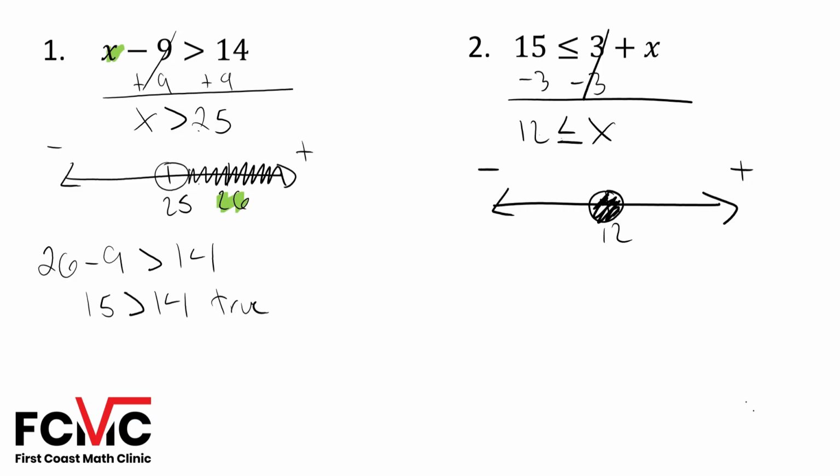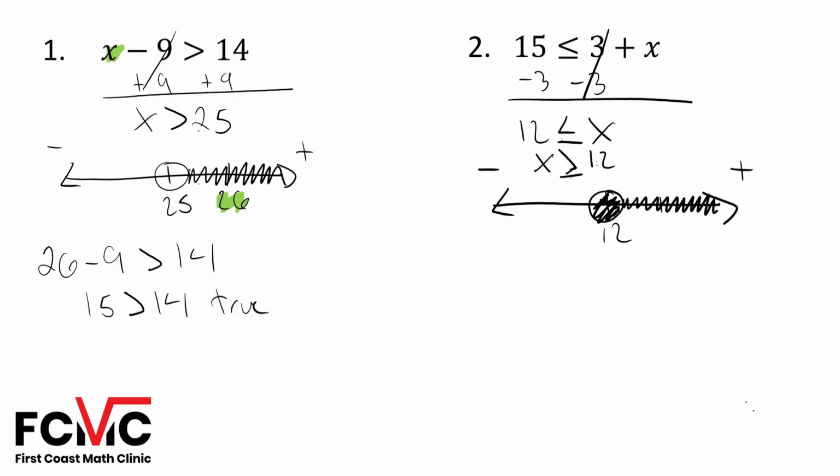We can flip this inequality, put the x on the left side, and just flip the inequality along with it. Sometimes it's easier to read if the variable is on the left side. So now x is greater than or equal to 12. So if x is greater than or equal to 12, we know we're shading to the right. We know where our variable is in relationship to our number.